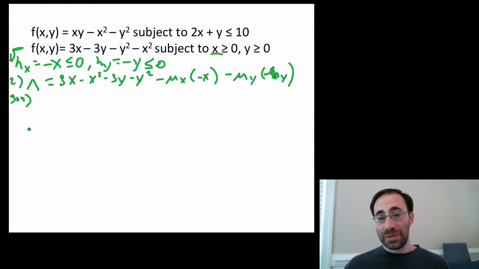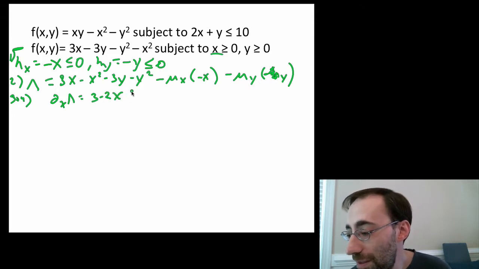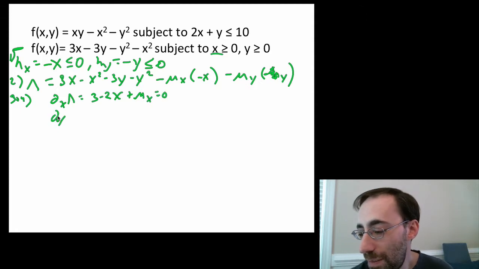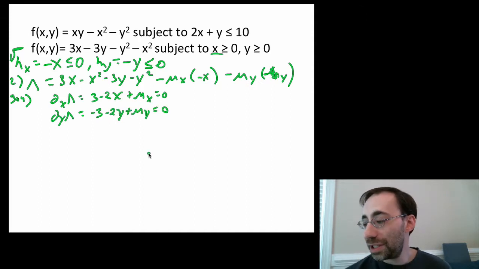First we're going to differentiate with respect to x and y. So the x1 is going to be 3 minus 2x. Don't forget the mu over here, plus mu x equals 0. The y1 is going to be negative 3 minus 2y plus mu y equals 0. And the plus is because you have a negative y as your h.